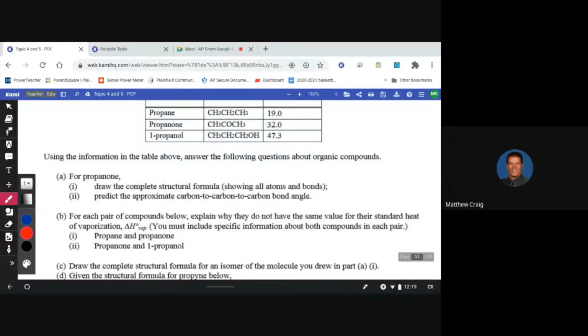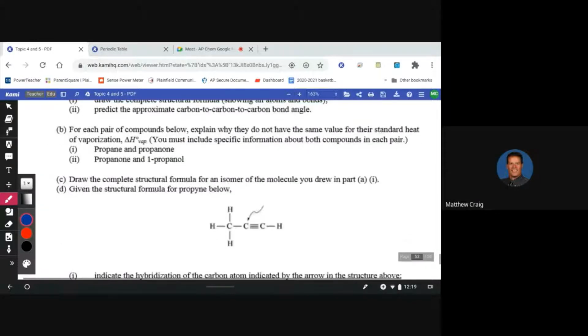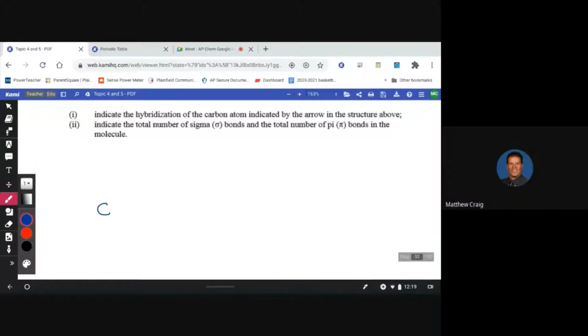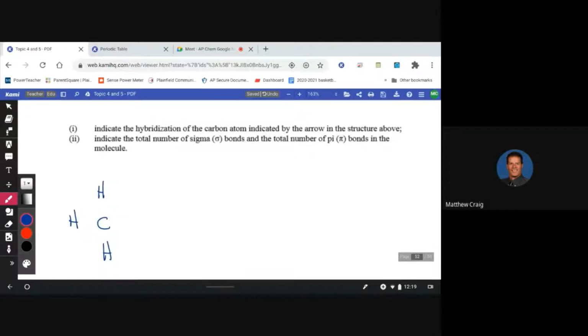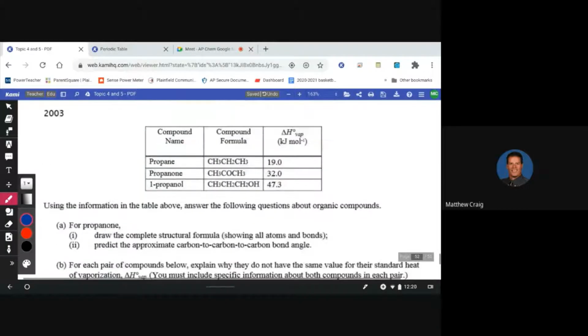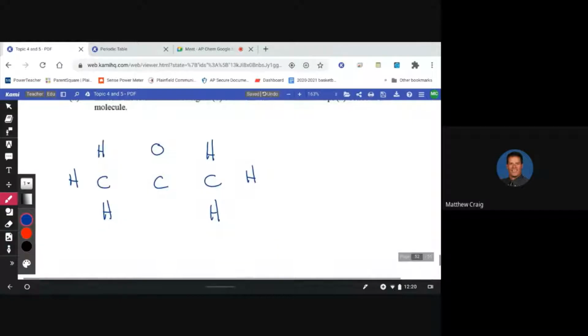So for propanone, it says draw the complete structural formula showing all of the atoms and bonds. Now, again, back in the day, they did expect you to be able to do this. However, I'll give you the skeleton. So C, H, H, H, C, O, C, H, H. So that is the skeleton. So I want you to complete it.